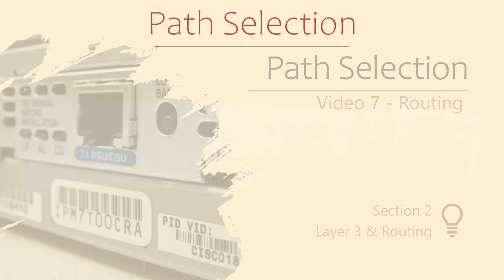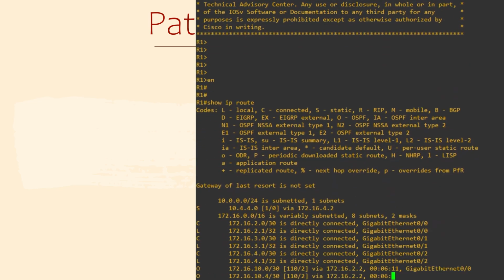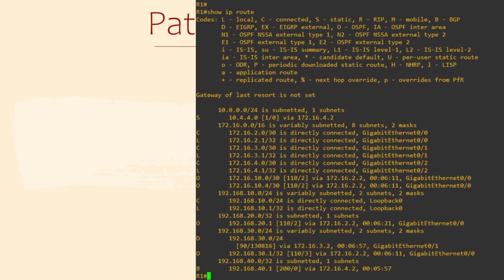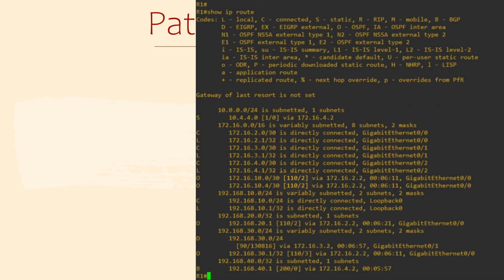How does a router choose the best path? Let's look deeper into the routing table and find out. If you look closely, you'll see that any route that isn't local or connected will have two values in square brackets. The first value is the administrative distance. The second is the metric.